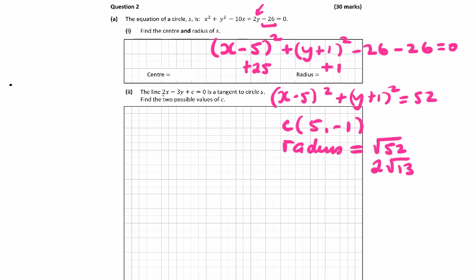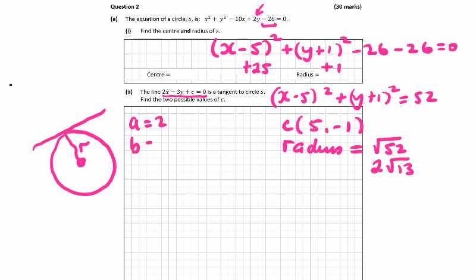Then we're told the line 2x minus 3y plus c is a tangent to the circle S. Find two possible values of c. So if we have a circle and a tangent, the distance from the tangent to the center is the radius. So we have perpendicular distance again, a being 2, b being minus 3, and c being c, and the center is (5, minus 1), so x is 5, y is minus 1.